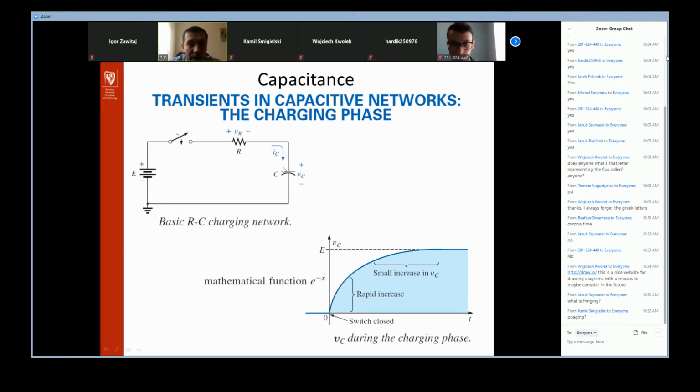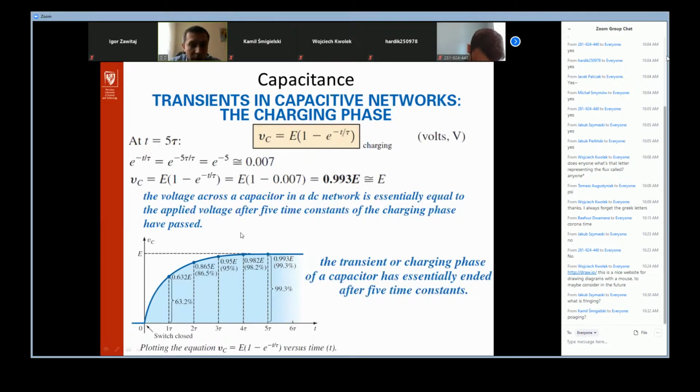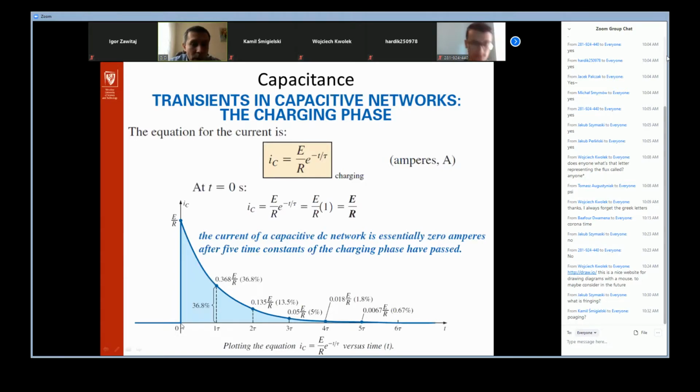Because the capacitor at the first moment is empty, there is no charge between the plates, so the voltage drop on it is equal to 0. According to Ohm's law, if the voltage drop is equal to 0, it is like a short circuit. So the maximum current IC at the first moment when the switch is turned on is limited by the resistor. It is equal to E over R, according to Ohm's law. That's why the maximum current at time equals 0, when the switch is turned on, is limited to E over R.